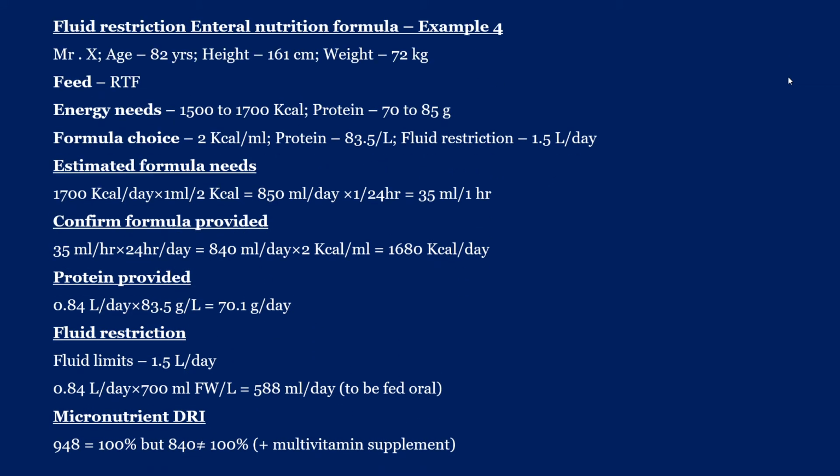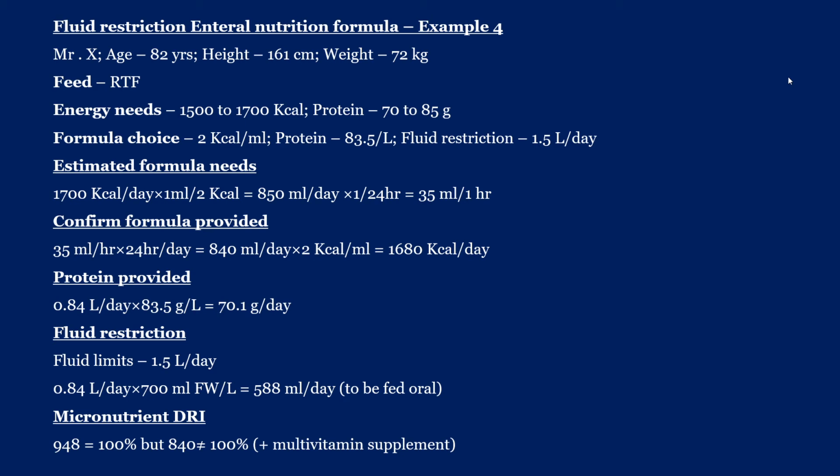A person with known height and weight opted for RT feed. His energy need was found to be between 1500 to 1700 calories with protein. A 2 calorie per 1 ml product was chosen with protein per liter, and the fluid restriction was found to be 1.5 liter per day. The estimated calorie per day into 1 ml per 2 calorie gives ml per day, which is further divided by 24 hours, which gives ml per hour.